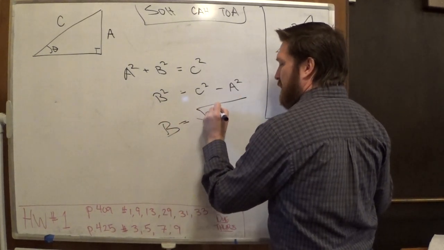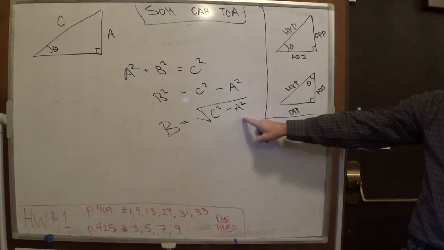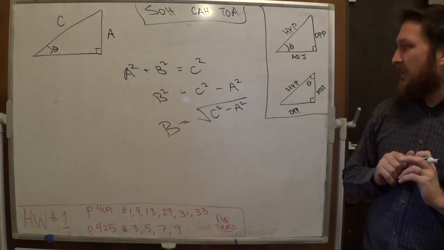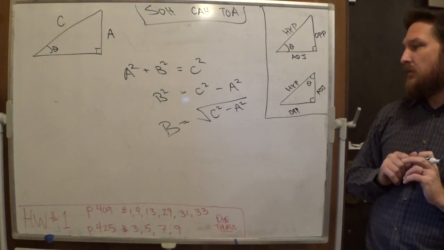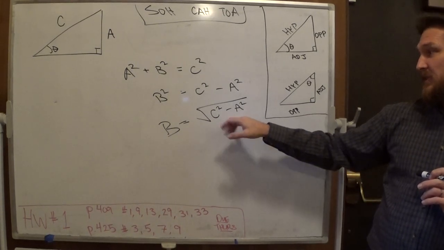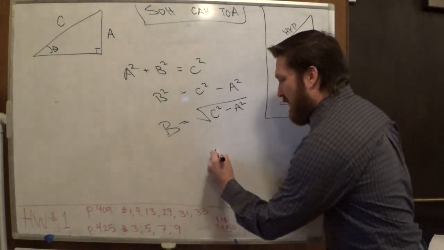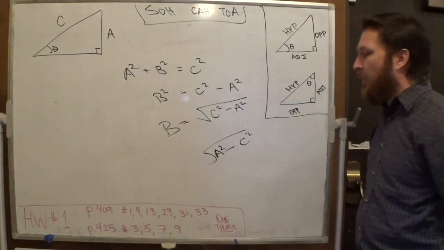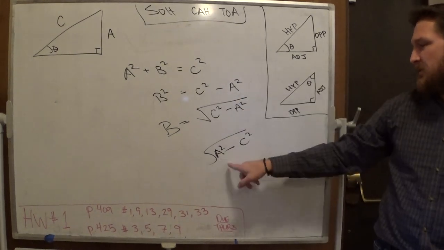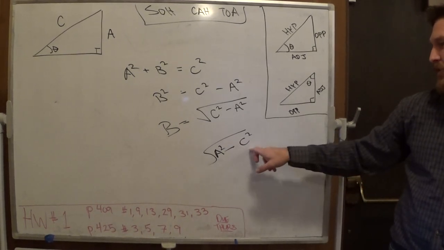Now, is this a positive number? Could this possibly be imaginary? No, because A has to be smaller than C. As long as we're talking about planar geometry, it won't give you an imaginary number. This is a nice check: if you've taken a square root of something and you know it can't be imaginary, make sure you didn't do it the wrong way. If you had A squared minus C squared, stop and think: A is smaller than C, so A squared is smaller than C squared, and you might be in a world of hurt.